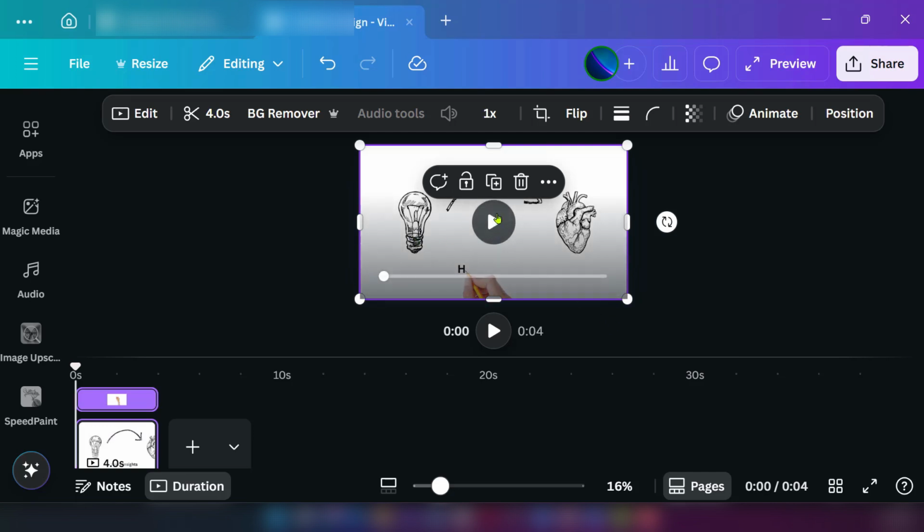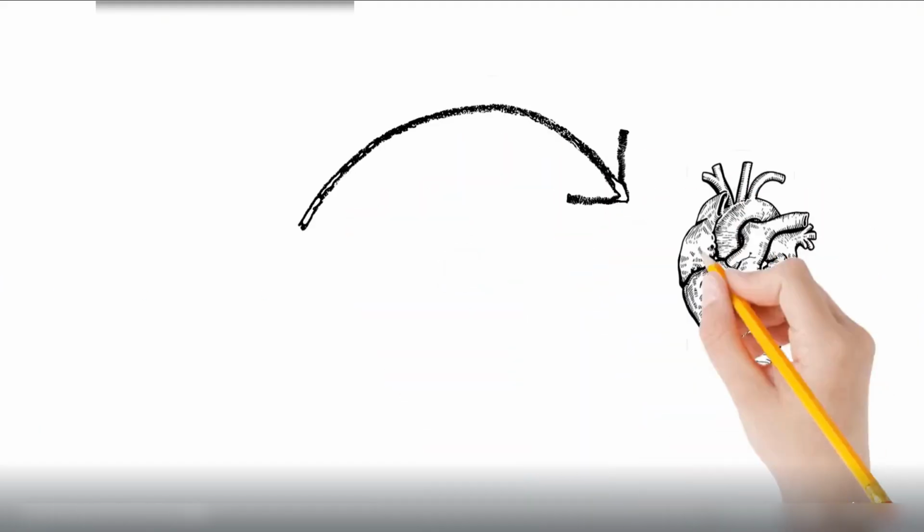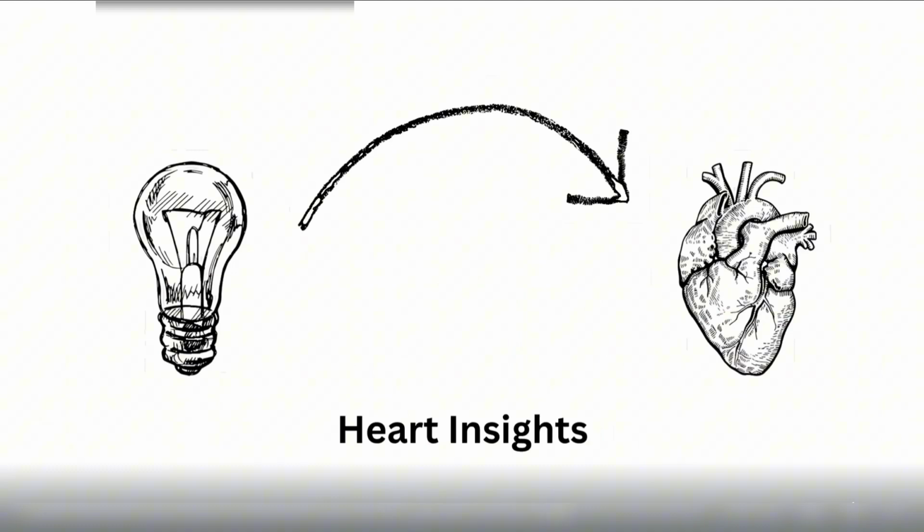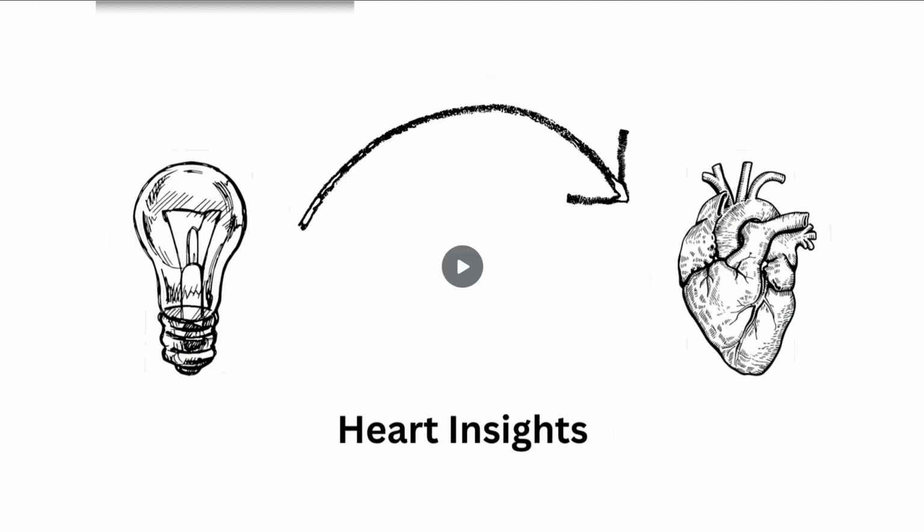So right now we can go ahead and press on play. Great, let's have a view in full screen. And this is how you can create whiteboard animation videos in Canva.